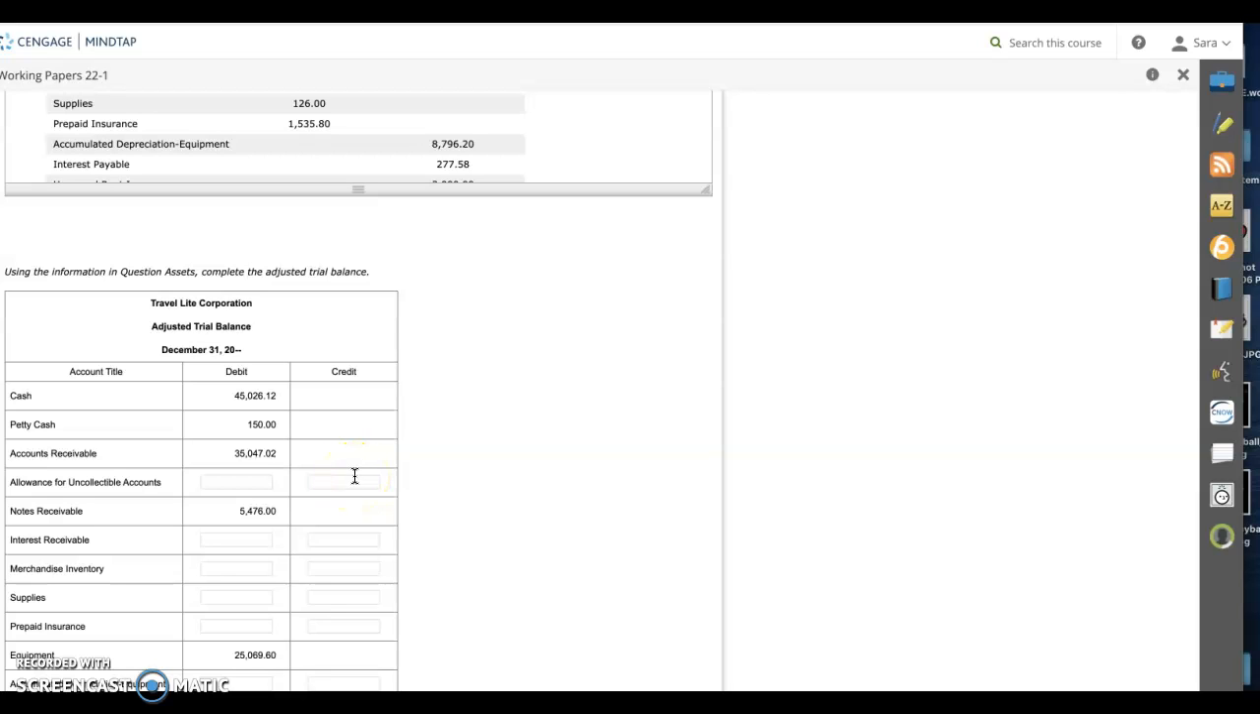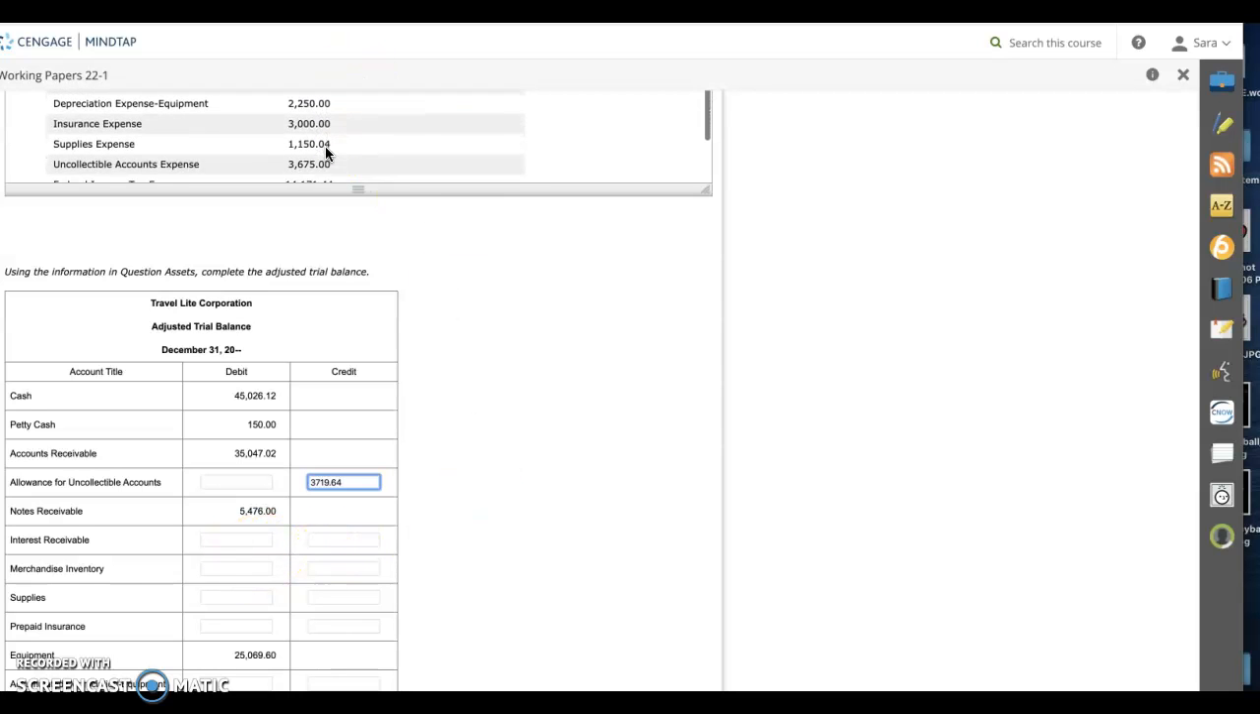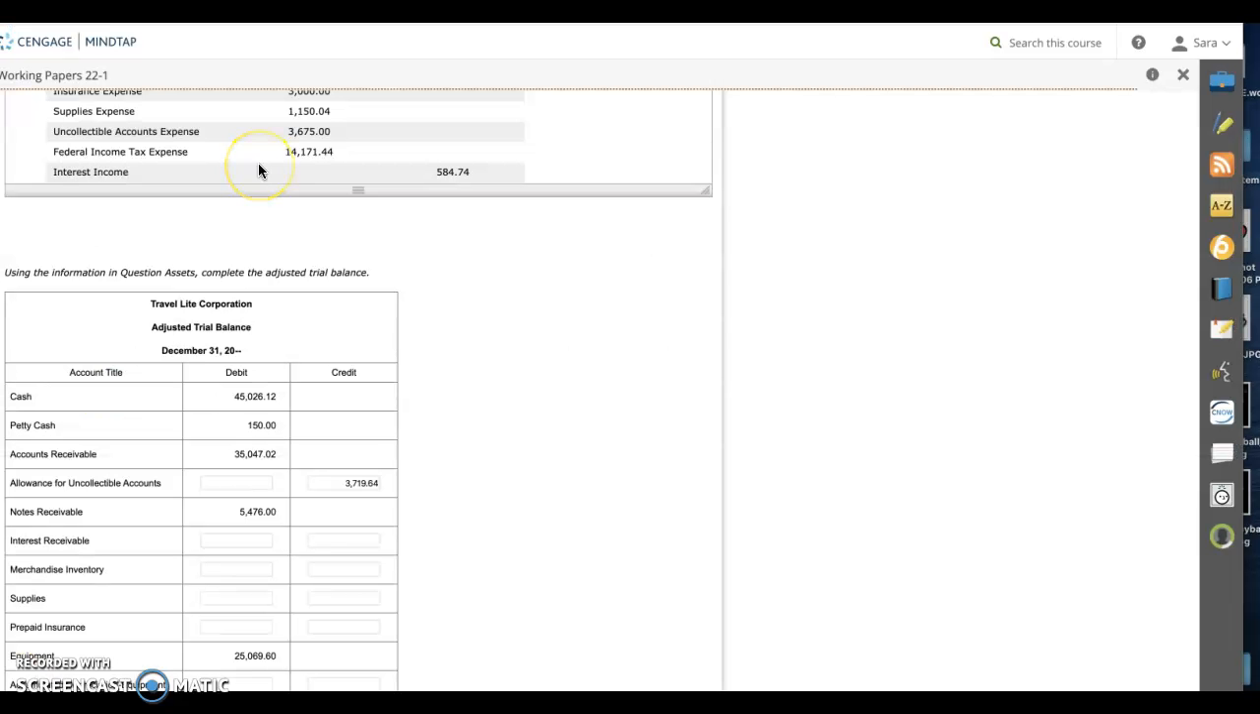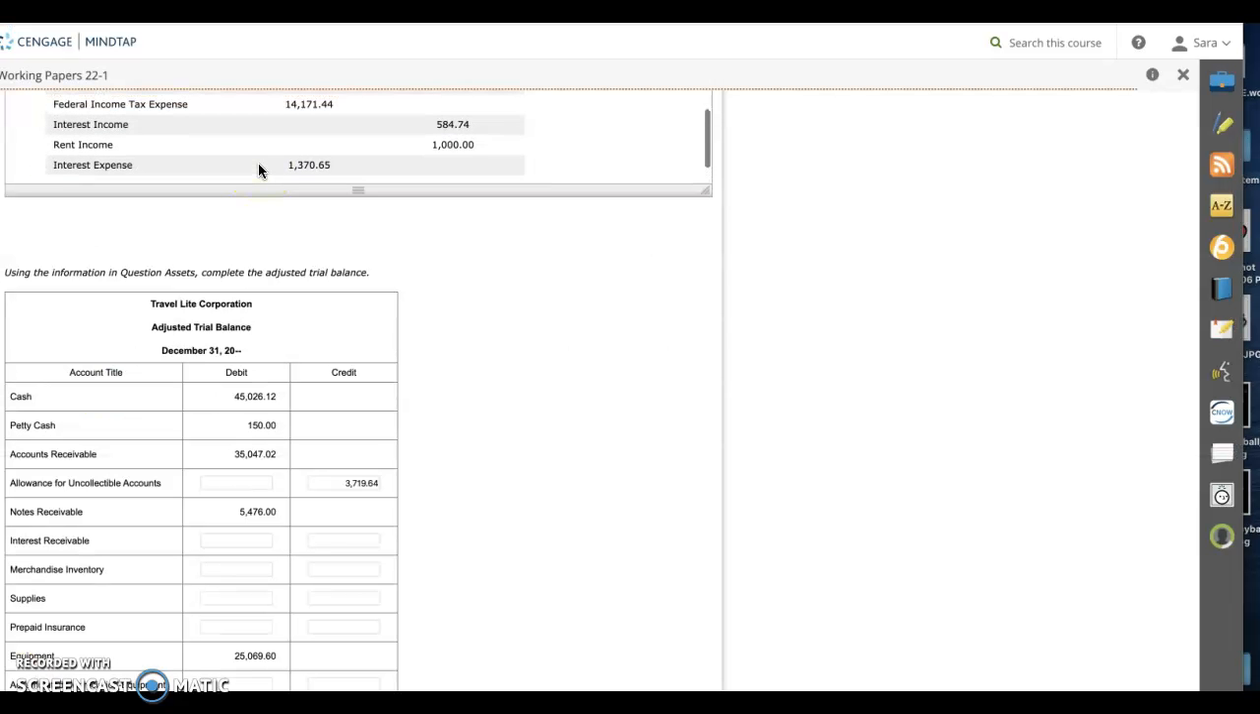So a credit of $3,719.64. Then next looking for interest receivable. Okay, so interest income, credit of $584.74.